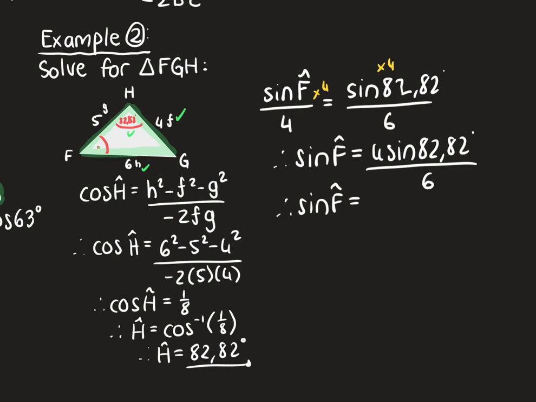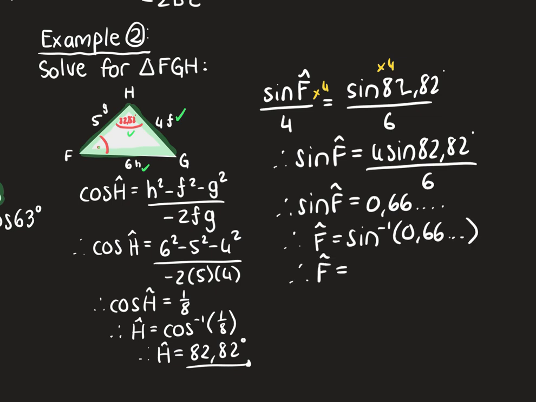Even if you don't press the on button, with these new calculators nowadays, they do save it. Your last answer, which is the 82.82 with all its decimals, is stored in your calculator. So you can go ahead and say 4 sine of Ans in your calculator over 6. And that gives me 0.66 recurring. Again, use the stored value in your calculator. We're now going to shift sine in order to get the angle of F. So therefore, angle F equals shift sine of my answer, which is 41.41 degrees. Okay, so now we've got that angle as well.